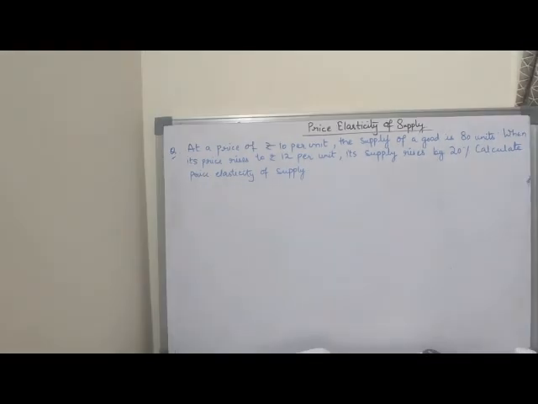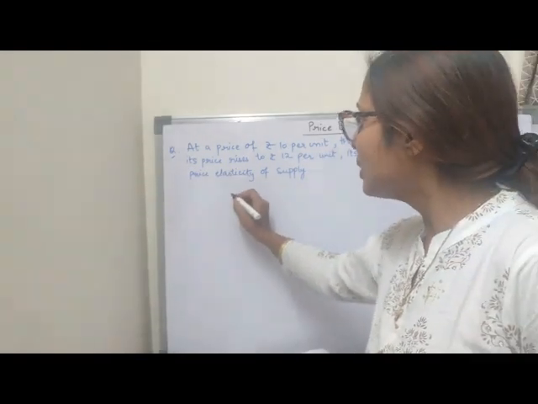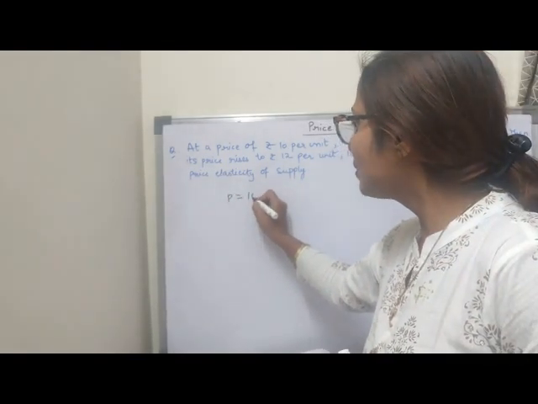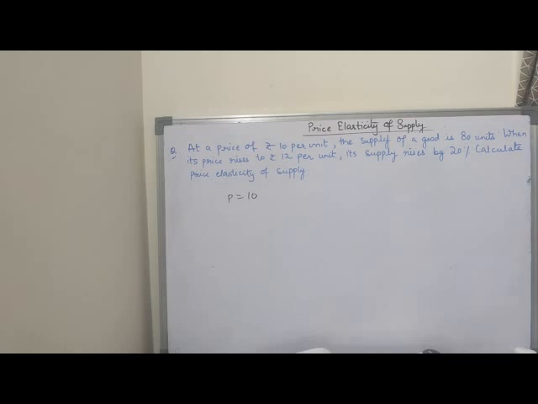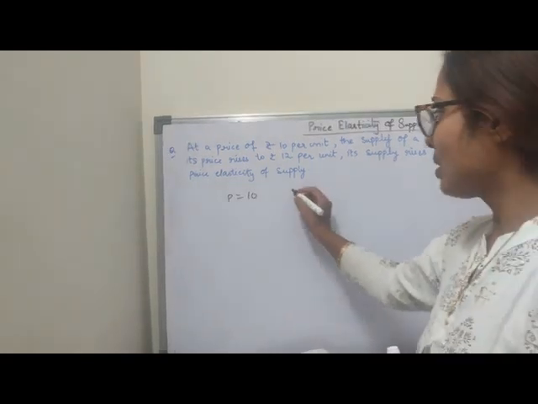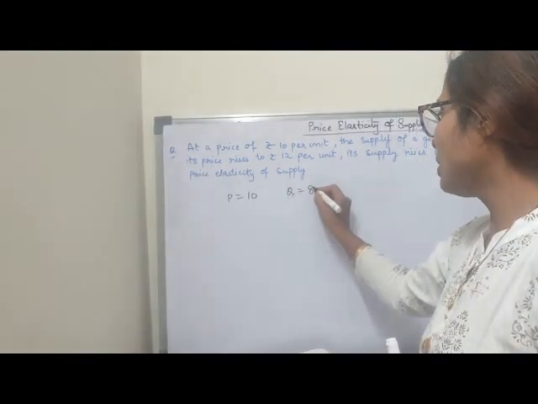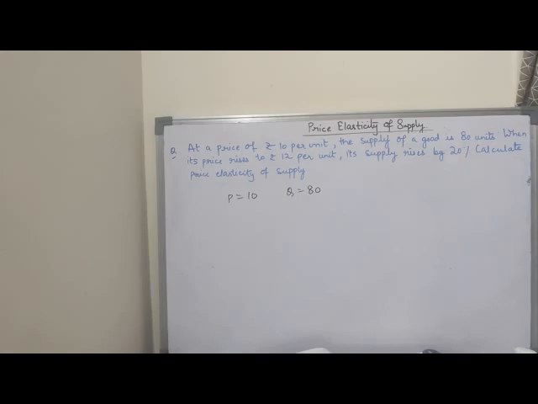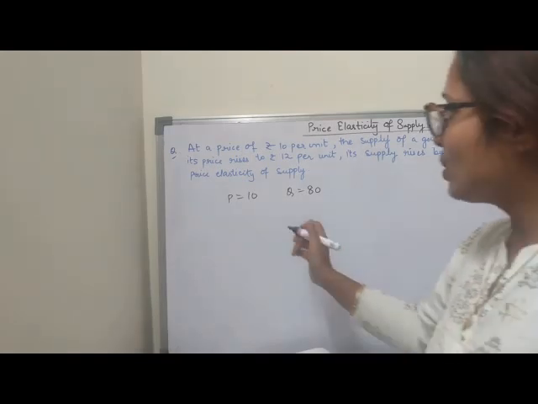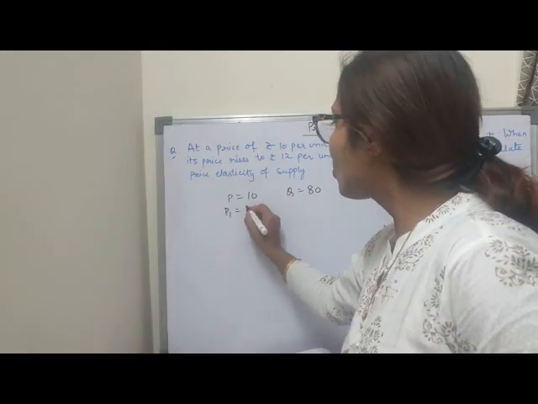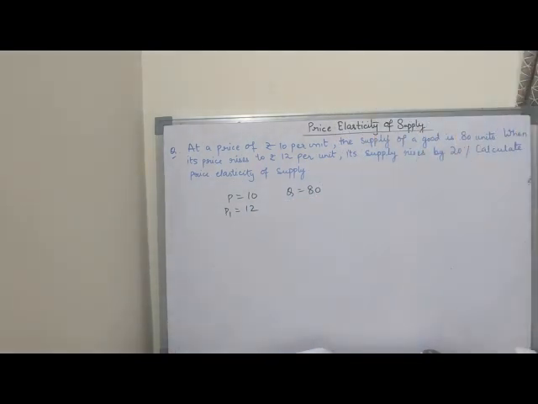Now let us find it out. Price elasticity of supply. So see, at a price of rupees 10 per unit, so we know that P is 10. The supply of a good is 80 units. So supply is the quantity we are talking about. So Q is 80. When its price rises to rupees 12, that means the new price is rupees 12, its supply rises by 20%. Clear? Now calculate price elasticity of supply.